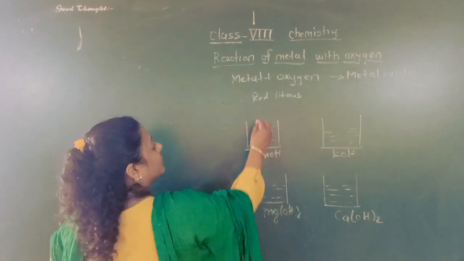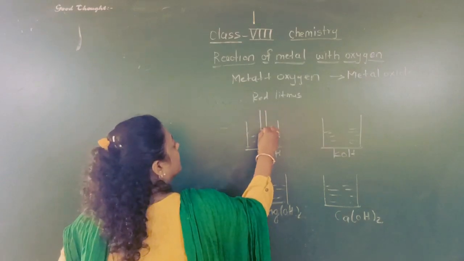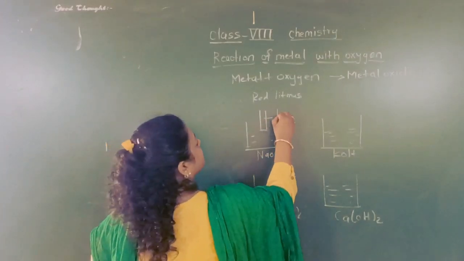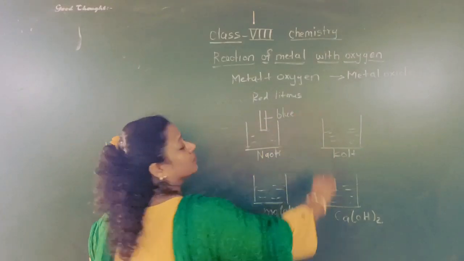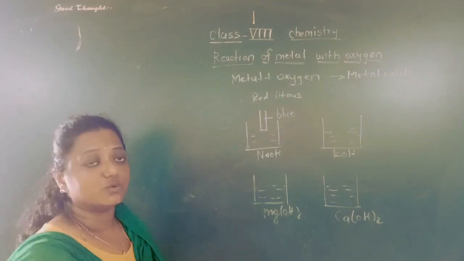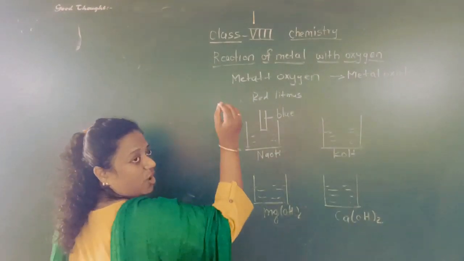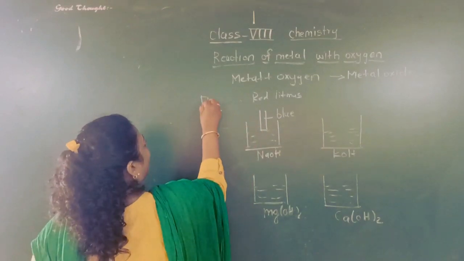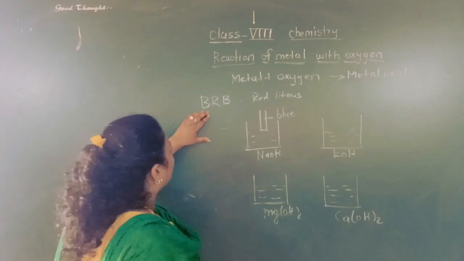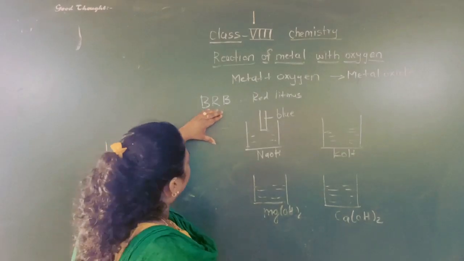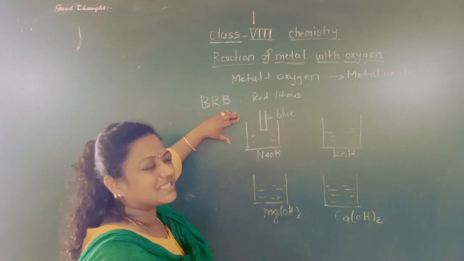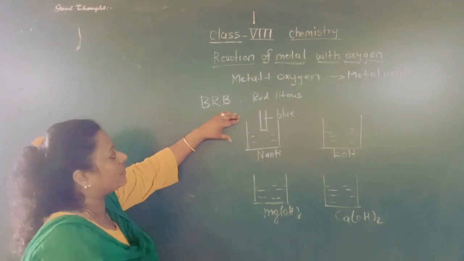So when I put the strip into the NaOH, then what will happen? This red litmus paper will turn into blue, right? For that, there is one small shortcut to keep in mind. What is that? BRB. BRB means what? Bases turn red litmus paper blue. This is a small trick that you have to keep in mind.